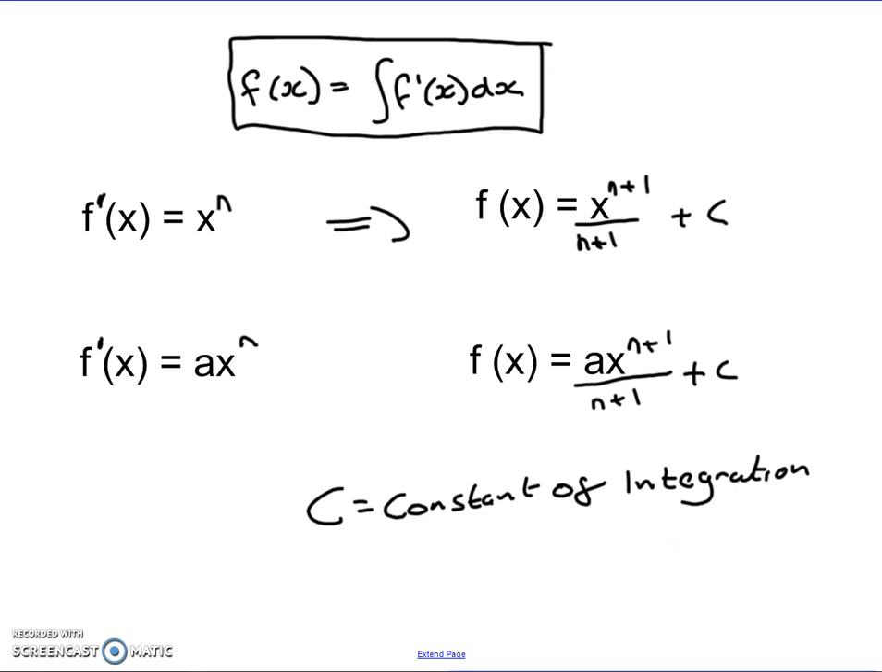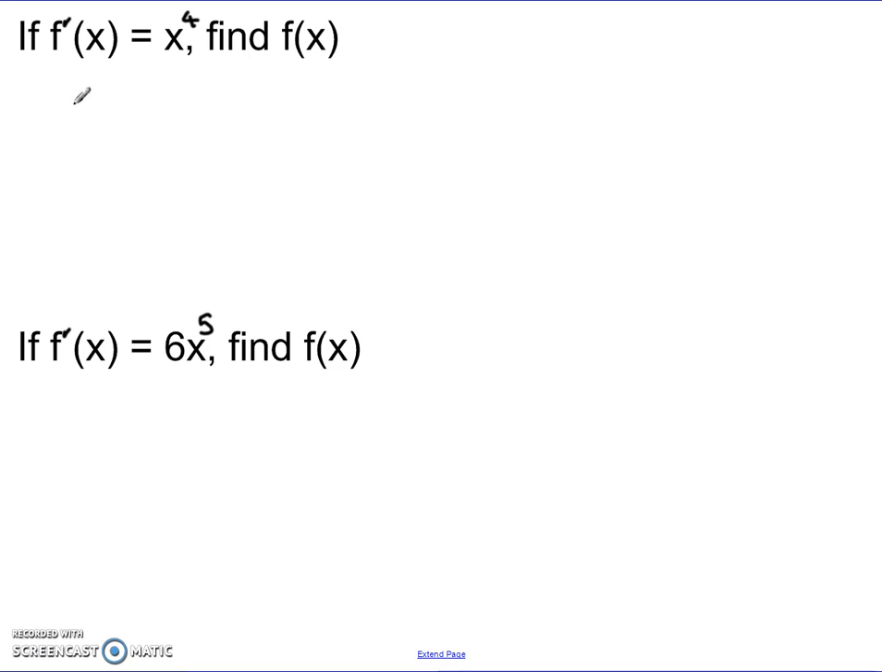So let's look at a couple of examples of how we integrate functions. So let's imagine this first question here. If the derivative f dash of x equals x to the power of 4, find f of x. So we're taking the derivative and we want the original function. So we need to integrate. So we know that f of x equals the integral of f dash of x, our derivative, dx with respect to x.